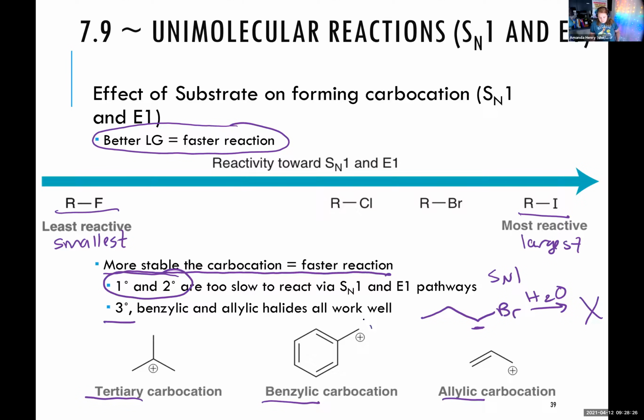Now notice that benzylic and that allylic, these are both primary benzylic and primary allylic though. So because they have that extra stability from resonance, because of that neighboring double bond or multiple double bonds, that adds in that extra stability. So benzylic and allylic, whether they're primary, secondary, or tertiary, are all good to go.